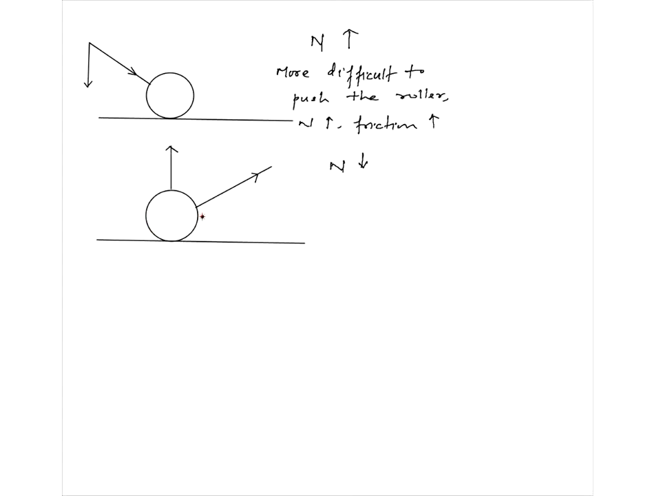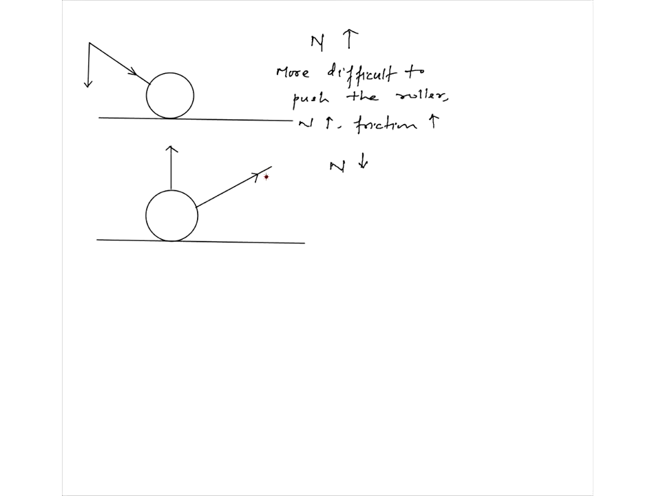Pulling the roller. Now when you pull the roller, by applying a force like this, your force can be broken into two components. One component like this, other component like this. Right and up. The component on the right will move the roller forward, which is what you want, but the vertical component will also do something.